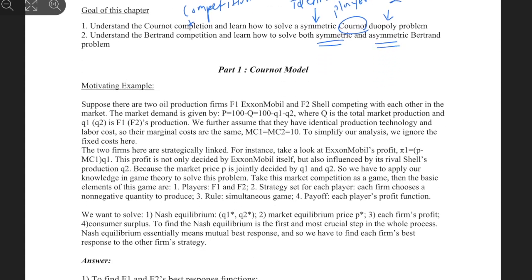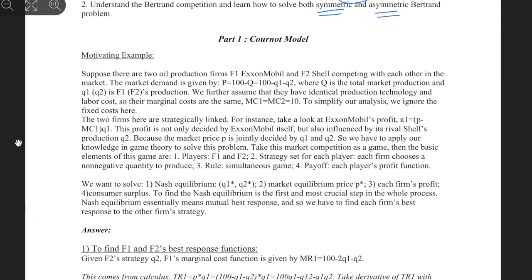Okay, let's start with the Cournot model. So, a motivating example. Suppose there are two oil production firms. We're going to call the first one firm 1, and its description is ExxonMobil, and we have firm 2, and the description of firm 2 is Shell. So we have two oil companies and they are competing with each other in the market. So we're saying duopoly over here. We have two players, and the market demand is given by P equals 100 minus Q.